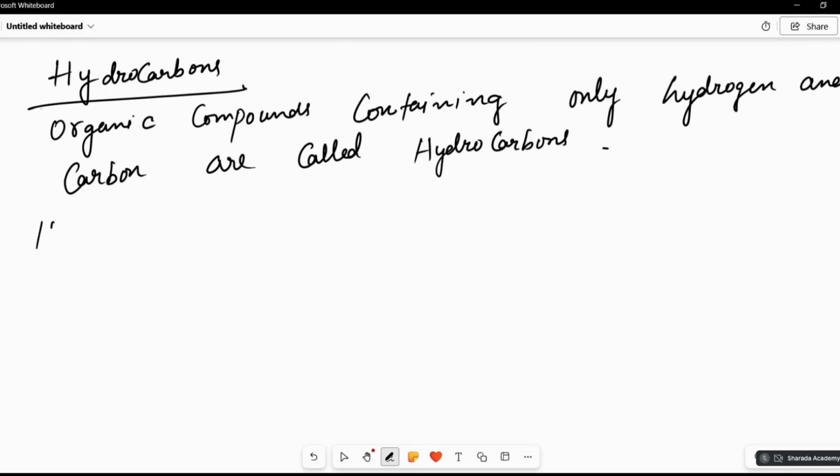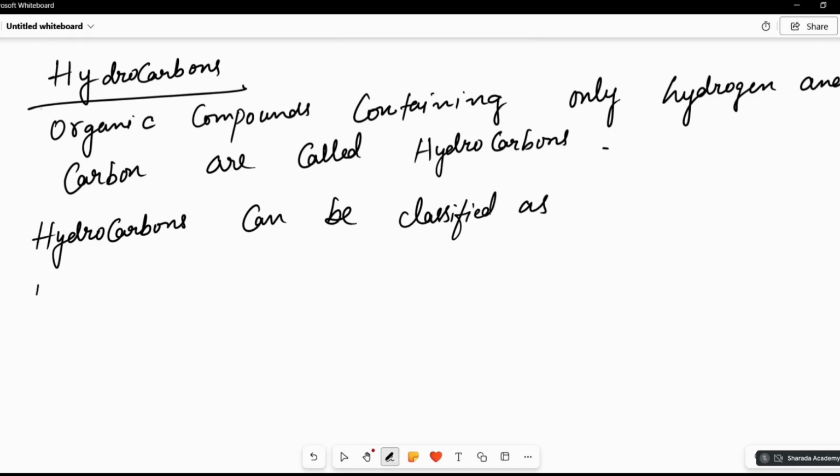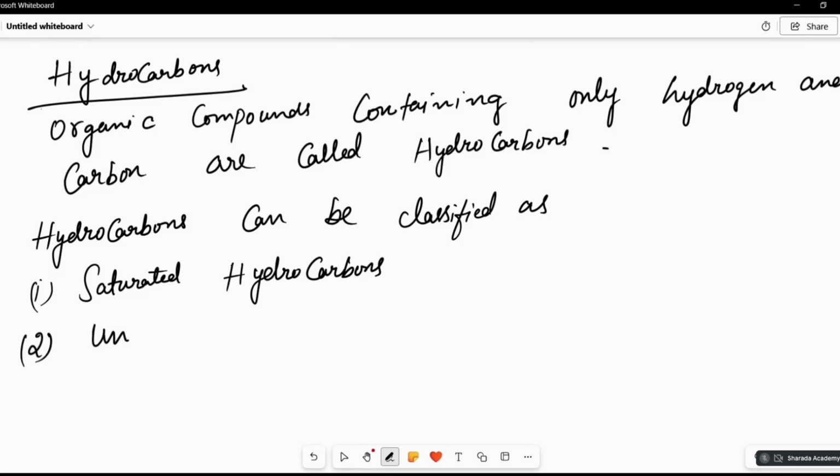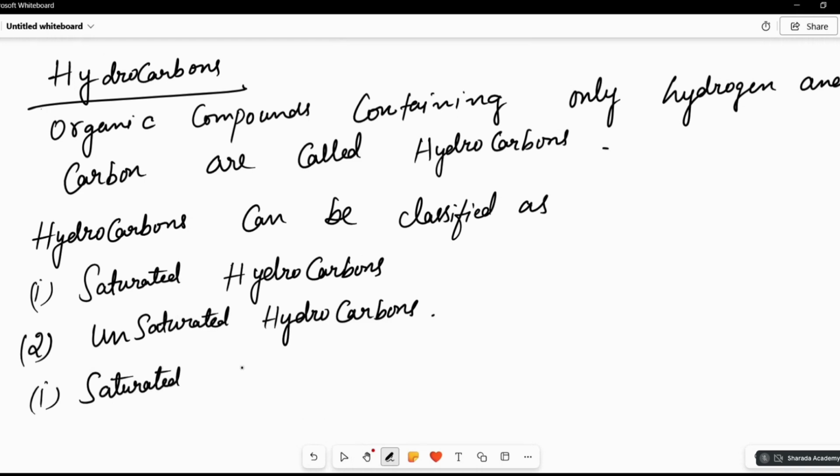The hydrocarbons can be classified as, first one, saturated hydrocarbons, and second one, unsaturated hydrocarbons. So first one, saturated hydrocarbons.